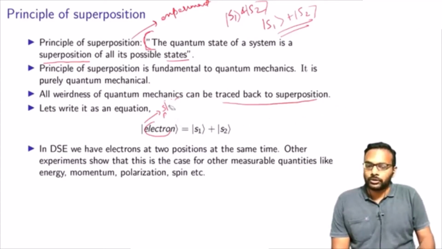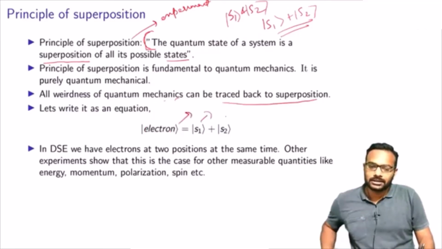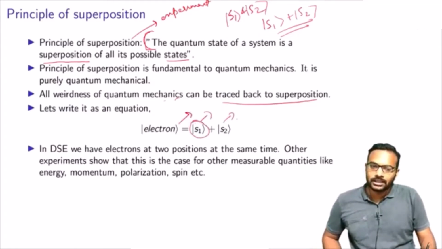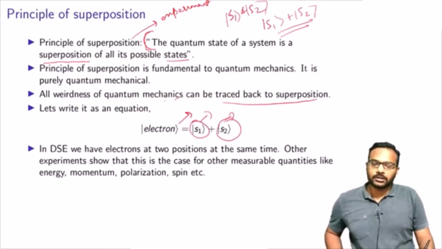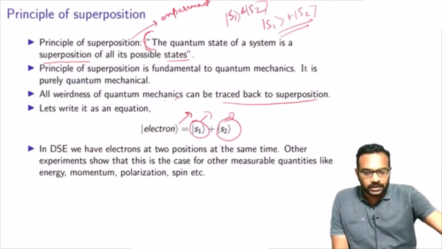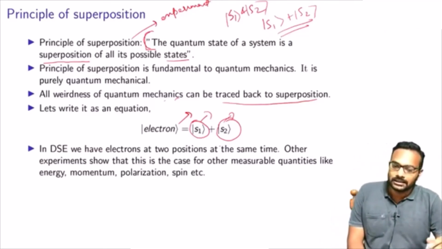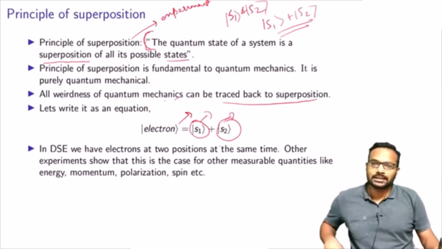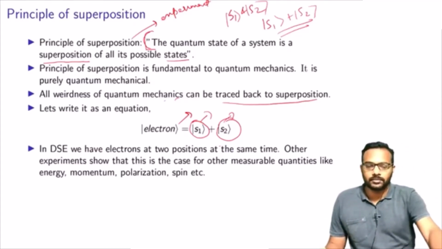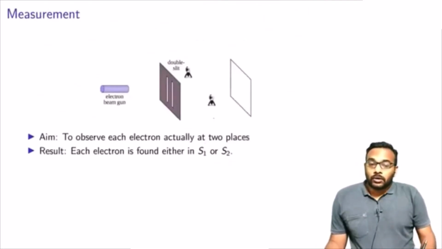We don't yet know how to describe the state mathematically, but for the time being we'll choose a notation like this to describe the state of the electron. So this means it's a state of being in slit 1, this means it's a state of being in slit 2. In the double slit experiment, we have electrons at two positions at the same time, and other experiments show that this is the case for other measurable quantities like energy, momentum, polarization, spin, etc.